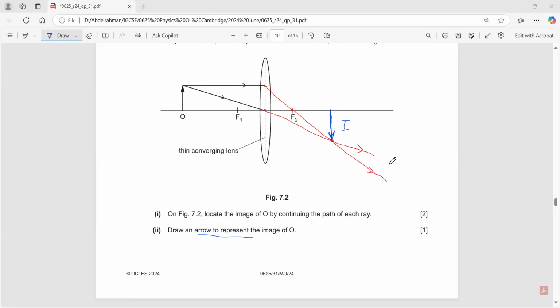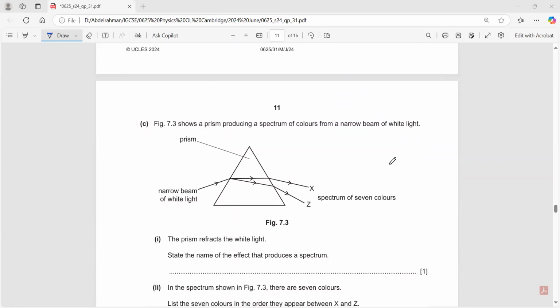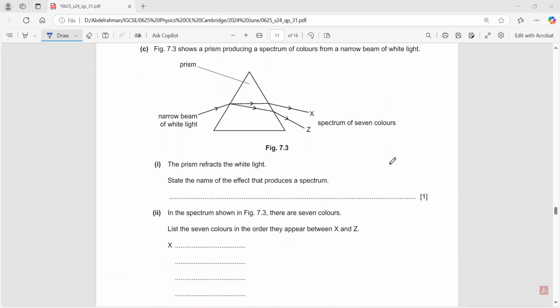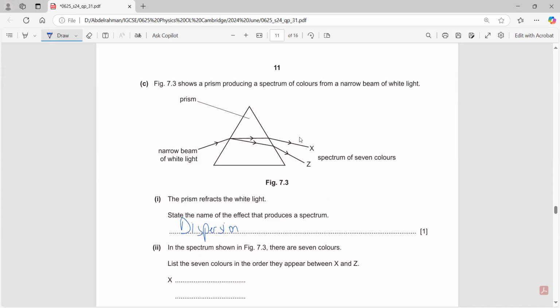Moving on. Figure 7.3 shows a prism. The prism refracts the white light. State the name of the effect that produces this spectrum. Diffraction? Is it really diffraction? Or is it dispersion? Yes, it is dispersion.